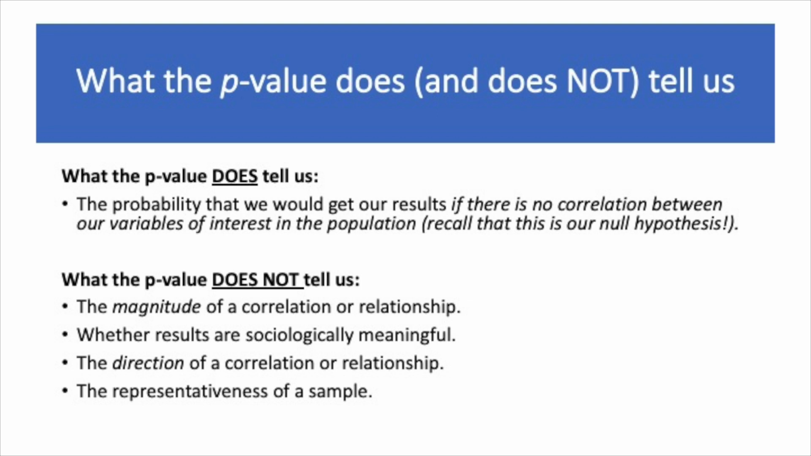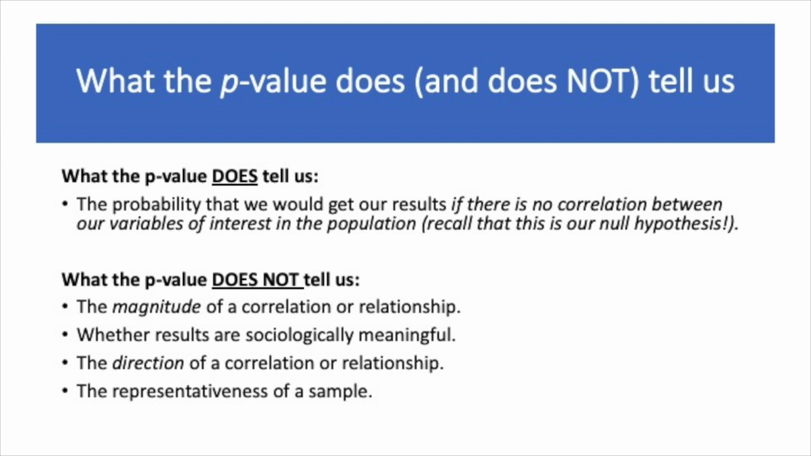The p-value also does not tell us whether our results are sociologically meaningful. So we might get a statistically significant p-value, but the magnitude of difference across groups, let's say we're still looking at generations and marijuana legalization attitudes, maybe the actual magnitude of difference is very small. It's a matter of maybe a couple percentage points from generation to generation. And with that kind of small magnitude of difference across generations, we could probably argue that this isn't really sociologically meaningful. It's not really meaningful for our research.